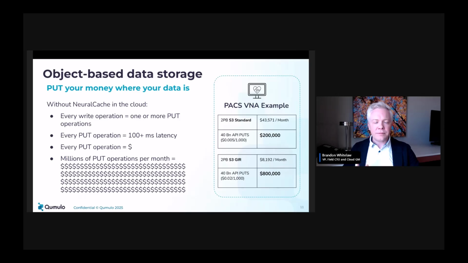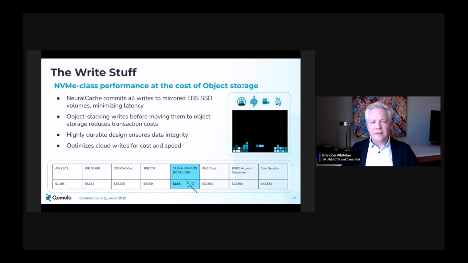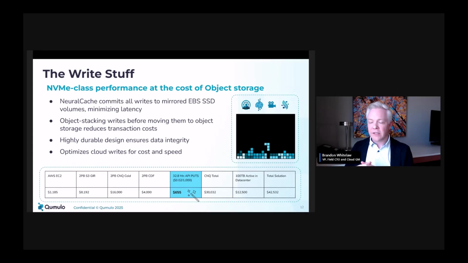If we go next. So a couple things here that change quite drastically. First, NeuralCache commits all writes to mirrored and striped EBS volumes in the case of S3 or managed disk in Azure and equivalent other clouds. And this really, really minimizes latency. So the latency path is extremely good, extremely high performance, better than you'd ever get out of any single EBS instance.